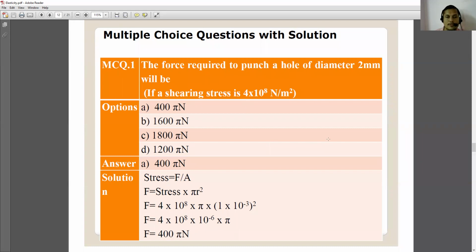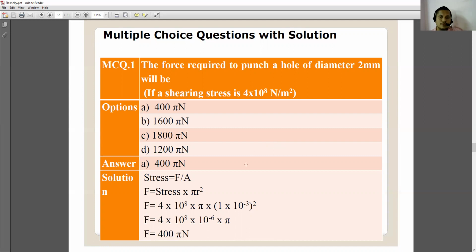So now we will discuss these things one by one. First MCQ: the force required to punch a hole of diameter 2 mm will be given that the shearing stress is 4 into 10 raised to 8 Newton per meter square. So what is the MCQ?